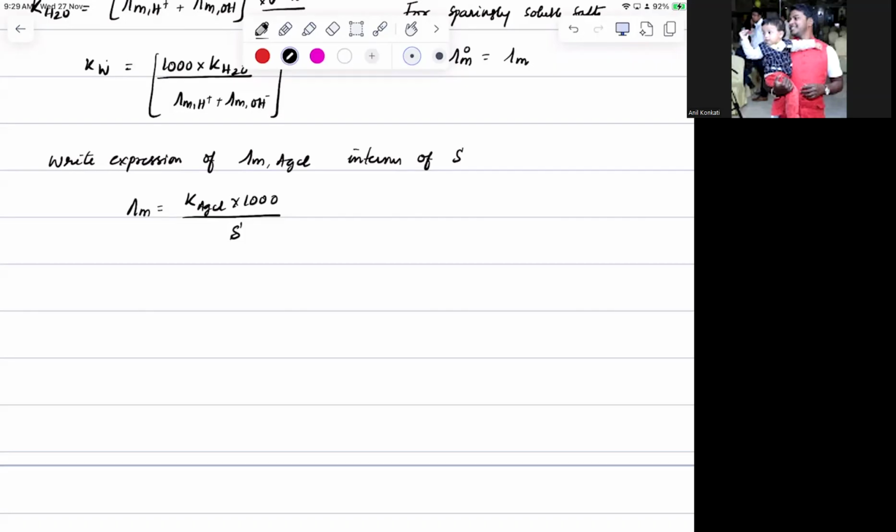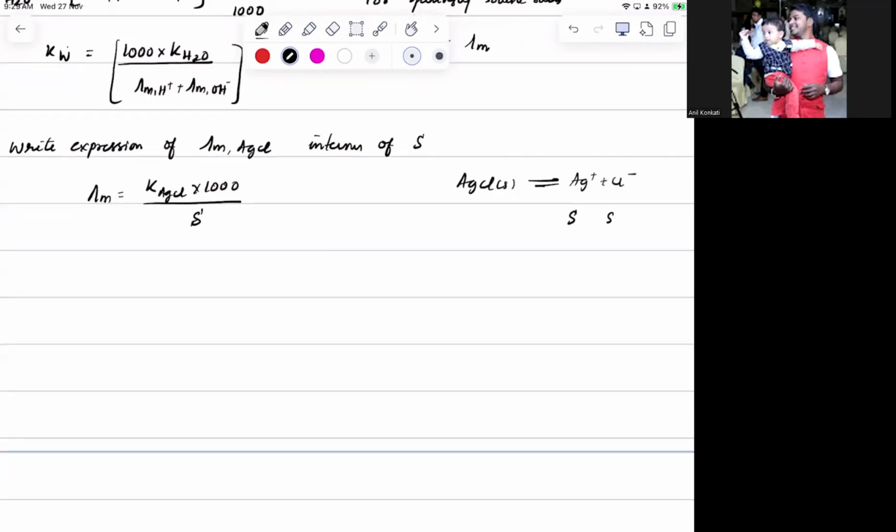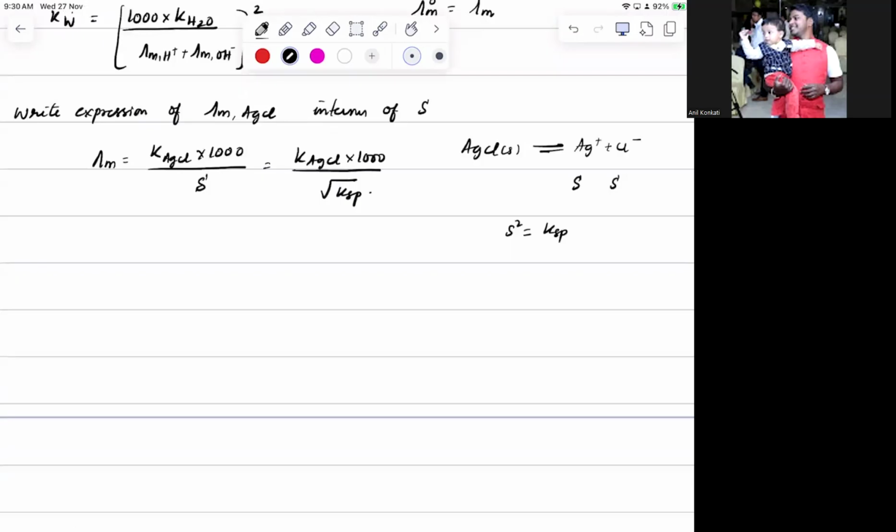That's it. Now you know that AgCl will be ionizing as Ag plus plus Cl minus, which means I can write it as S, and S square will be equal to Ksp. So here I can write kappa of AgCl into 1000 divided by under root of Ksp. Simple. So for sparingly soluble salts, remember it becomes very easy. You just have to write that. You don't have to worry about the concentration term. It is always going to be equal to solubility. I hope this is clear.